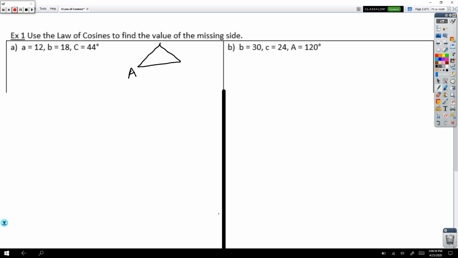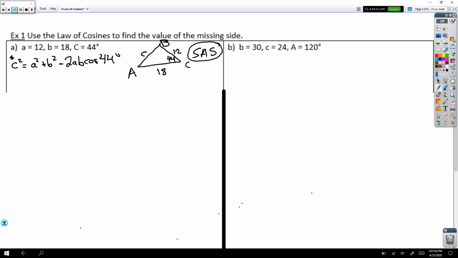Alright, so we have A, B, and C. So it tells us side A is 12, side B is 18, and angle C is 44 degrees. So we have SAS. Alright, so SAS, we're going to use law of cosines, and it's asking us to find the missing side. So the missing side would be C. So I want to use the formula that's C squared equals A squared plus B squared minus 2AB cosine of 44 degrees.